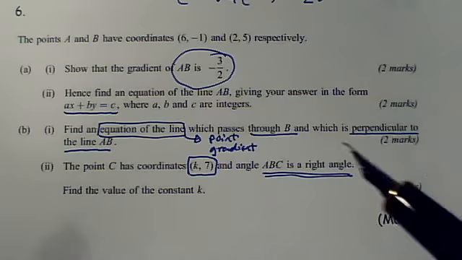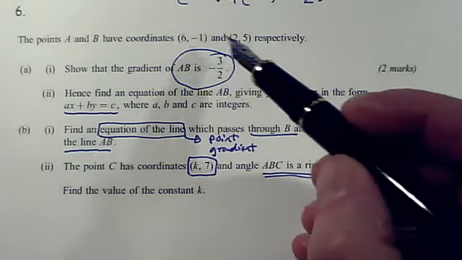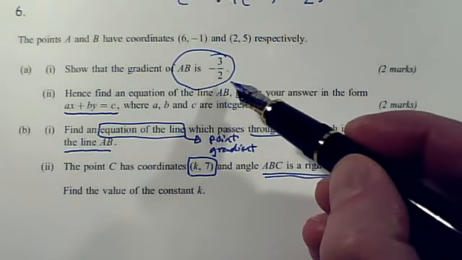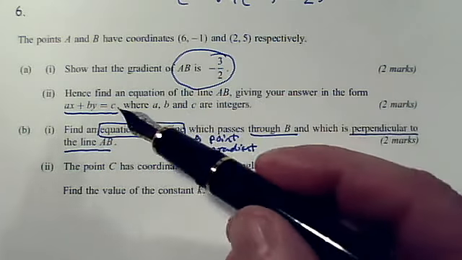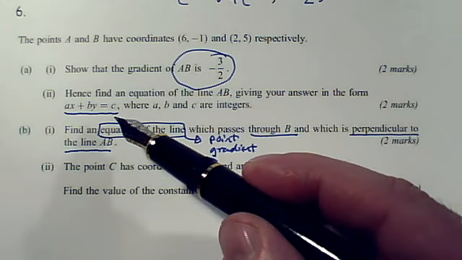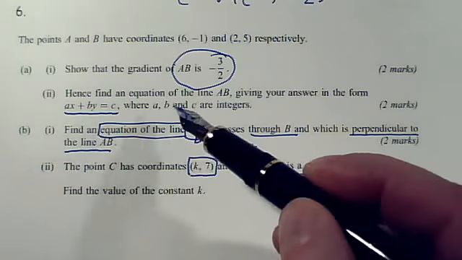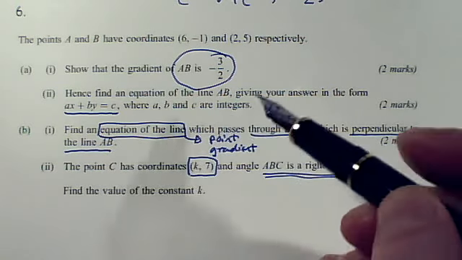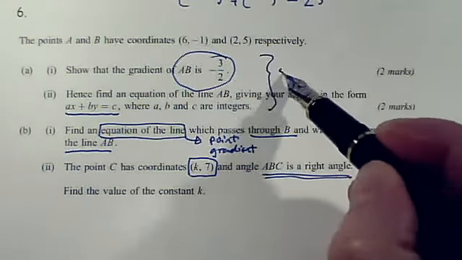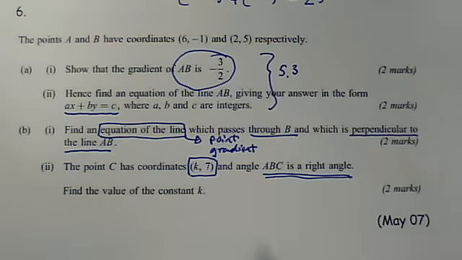Okay, here's a very standard start to the question. We've got two sets of coordinates. We need to set up the gradient and go on to the equation of a line between the 2 points. Make sure you get into that form, and a, b and c have to be whole numbers. Example 5.3 from your chapter 3 notes should help you with that process.